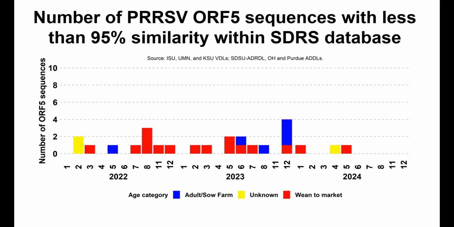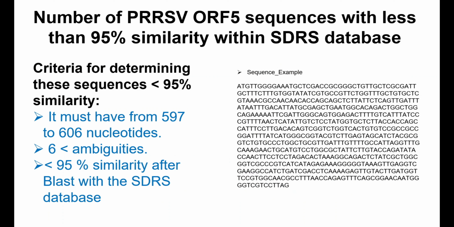The second chart that we have in the report is the number of PRRSV ORF sequences with less than 95% similarity within the SDRS database. You can see that it follows the same color pattern as the previous chart, but I'm going to explain more about what this 95% similarity within the SDRS database means. To be considered for this analysis, we have 3 specific criteria.